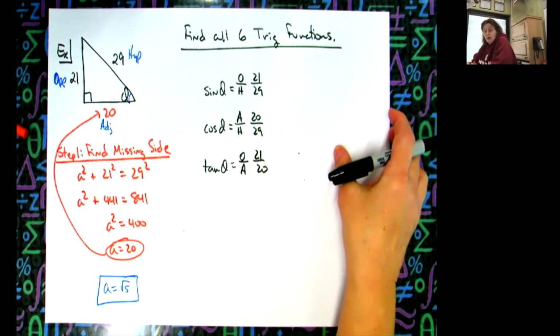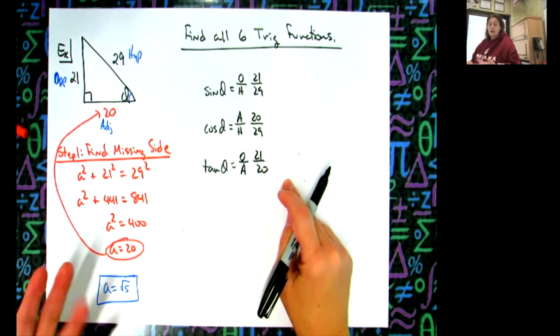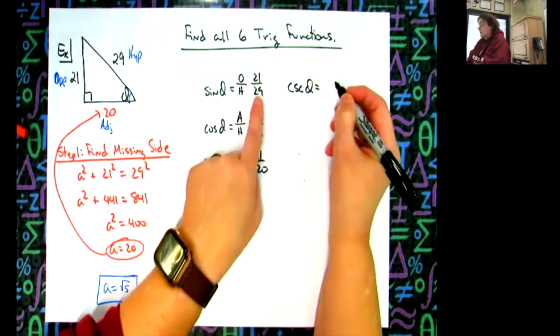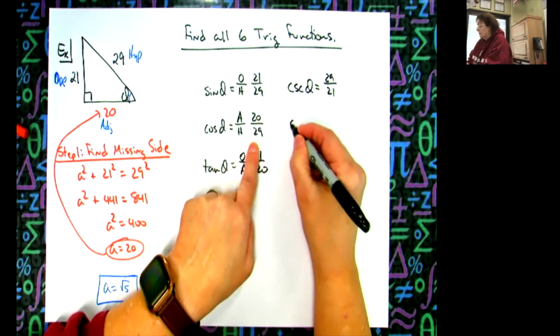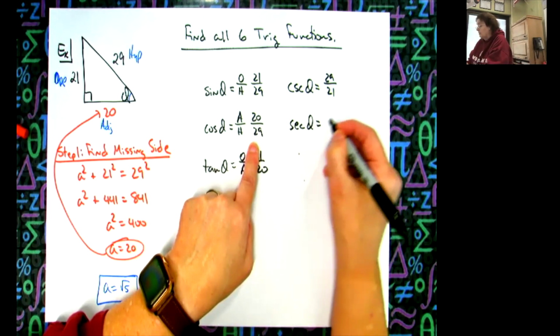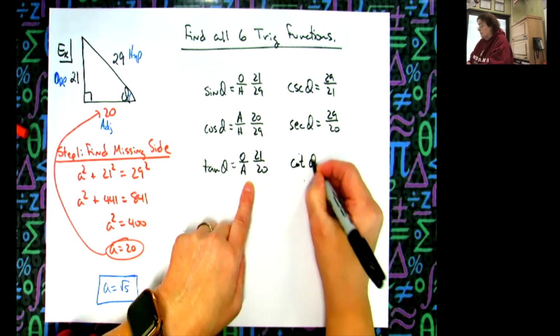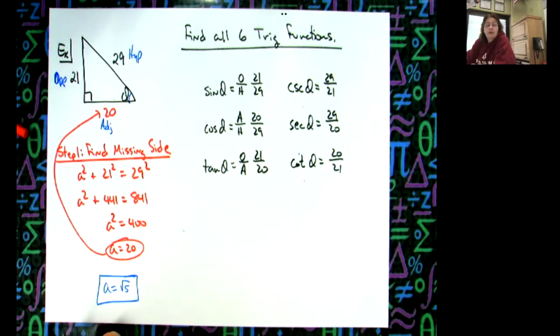Now, if you are confident that you have those three right, then when you do the other three, just flip them over. Cosecant of theta is going to be the reciprocal, so 29 over 21. Secant is going to be the reciprocal, 29 over 20, and then cotangent is going to be 20 over 21. Those are intended to be straightforward.